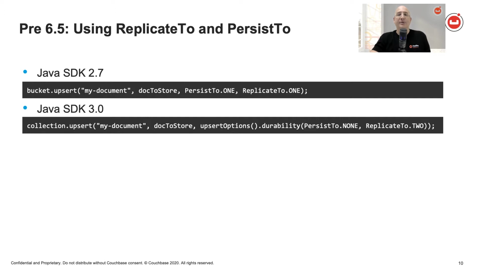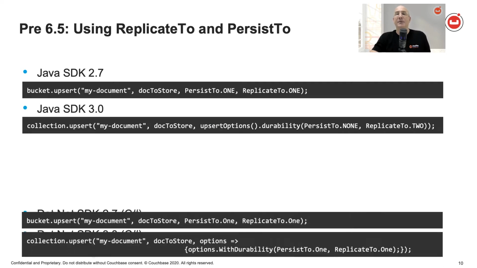The replicate2 and persist2 parameters are supported by the new set of SDKs that was released this year, 2020, of course, and by the older SDKs as well. Here is an example of using replicate2 and persist2 parameters in Java SDK 2.7 and Java SDK 3.0 with an upsert command. Notice that in the new Java SDK, every key value command can get an options object, and the replicate2 and persist2 parameters are durability options that can be set as a part of the command options.